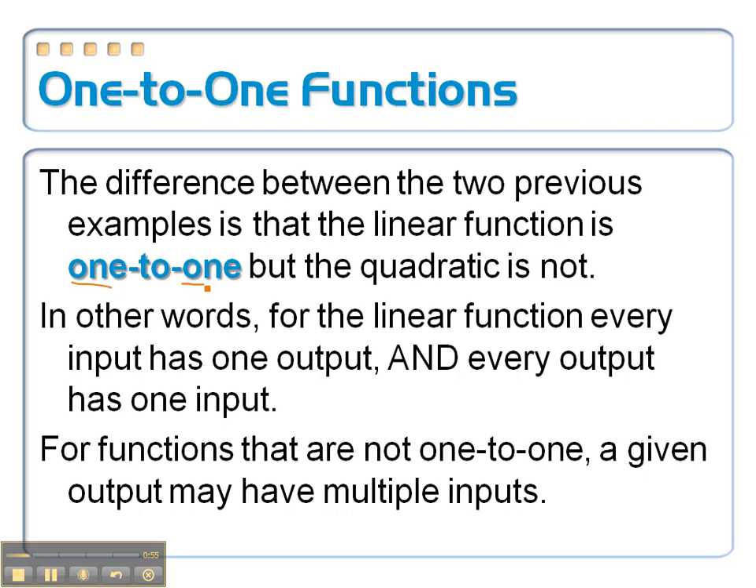That's what every function is. But it also means for every output there's one input. For quadratics that's not necessarily the case, and for the trig functions that's also not the case. So for functions that are not one-to-one, a given output can have multiple inputs.